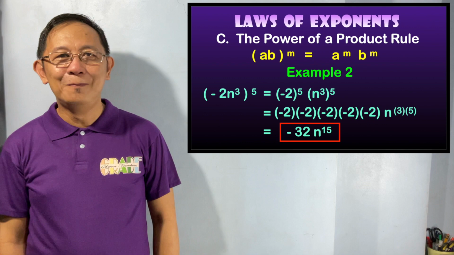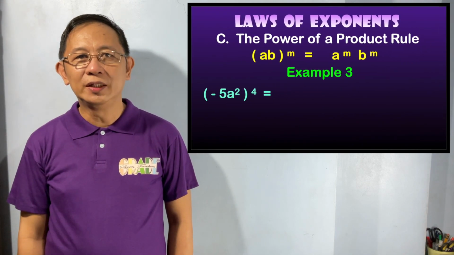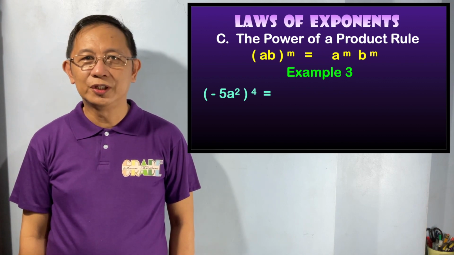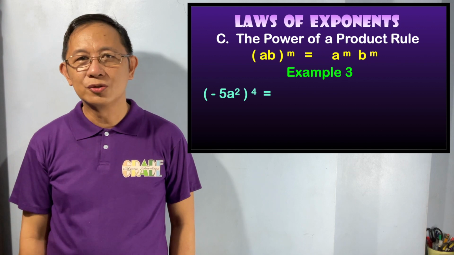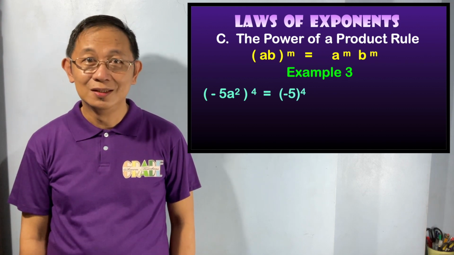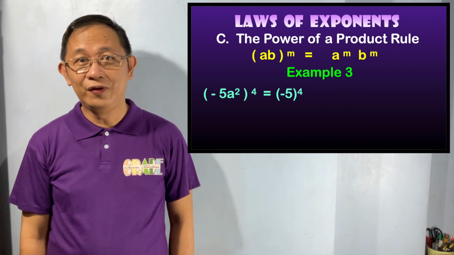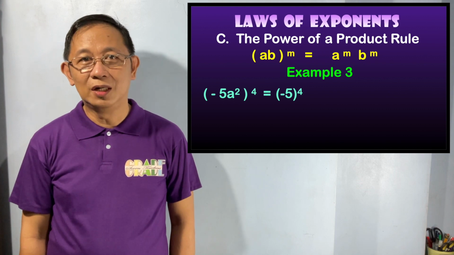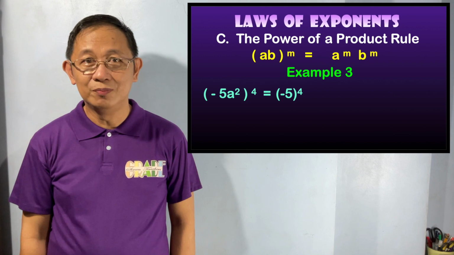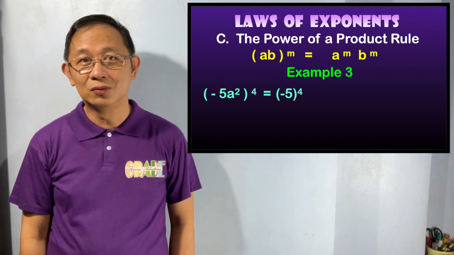Example number 3. Quantity negative 5a squared to the 4th power. So share 4 to negative 5. Again, use parentheses. Especially dito na ang exponent ay even number. Kasi kung odd number, it doesn't matter. Palaging negative ang sagot. Pero dito, may iba pag may parenthesis or walang parenthesis.